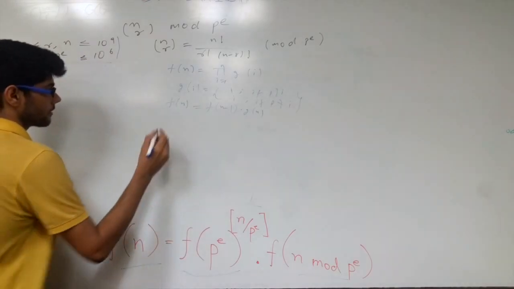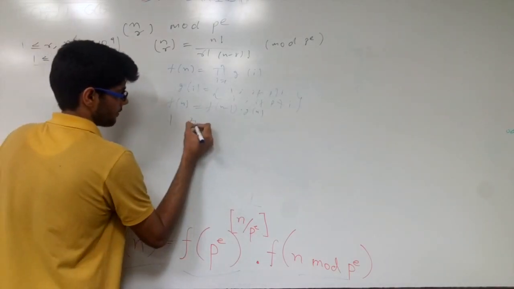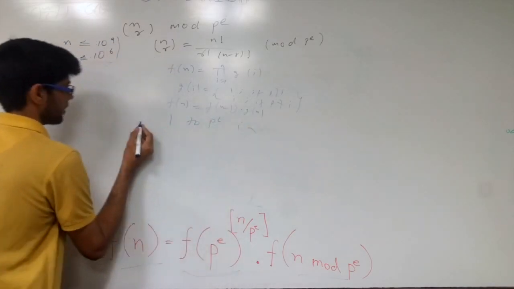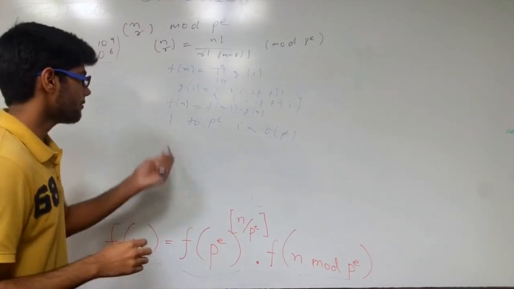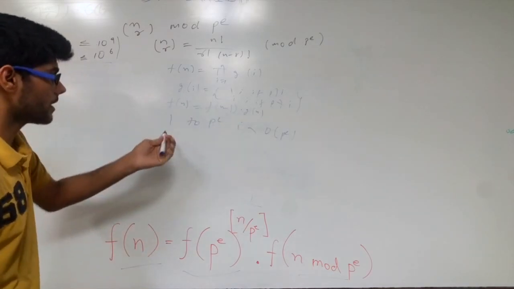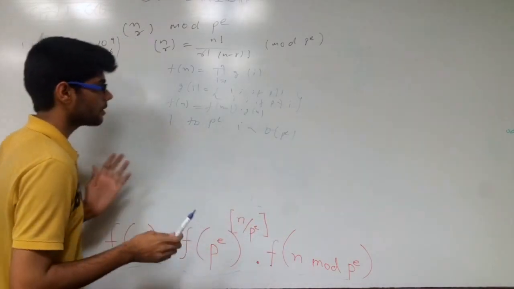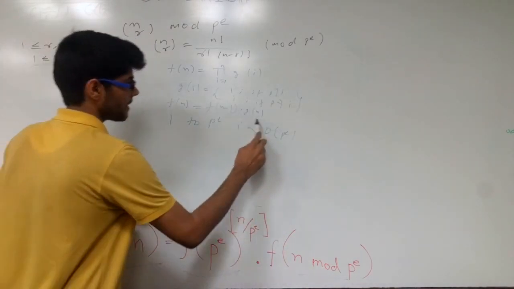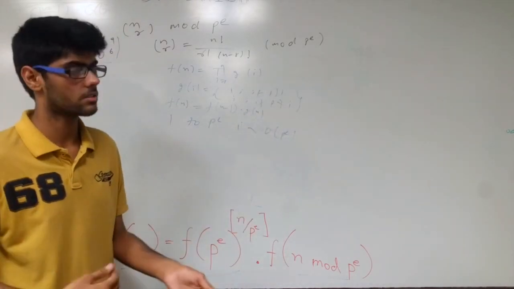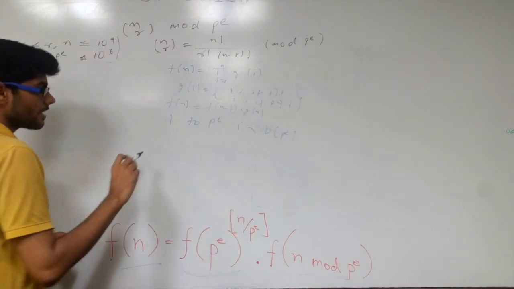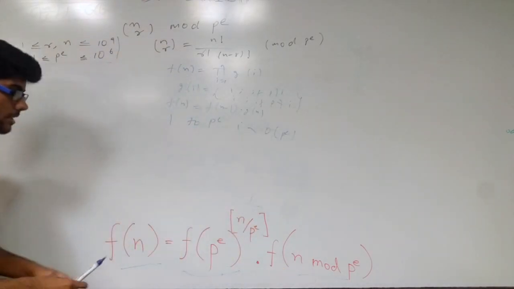Okay, so we can pre-compute the value of f from 1 to p to the e in order p to the e. Why? Because if we know f of n minus 1, we can find f of n from that. So we can just traverse from 1 to p to the e, and using the previous value we can find the next value by just multiplying by g of that value, and finding g is very simple. We will just have to check if p divides i or doesn't divide. Okay, so once we have all the values from 1 to p to the e, we can multiply them and find the answer.